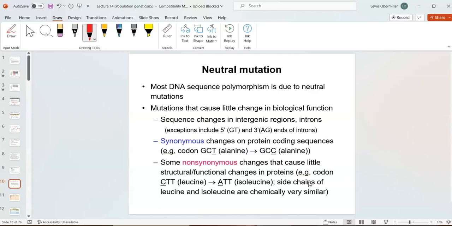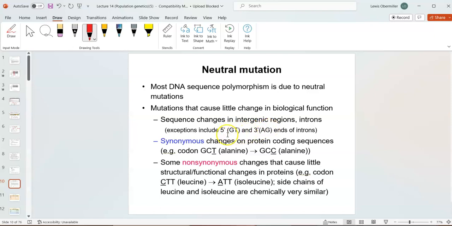So, neutral mutations. Most of the polymorphisms that we see are neutral. Most mutations are neutral. They don't affect your fitness, and they don't really affect much of anything. That's because these changes occur in regions that don't have much to do with biological function, like we talked about: introns and intergenic regions. We talked about this.